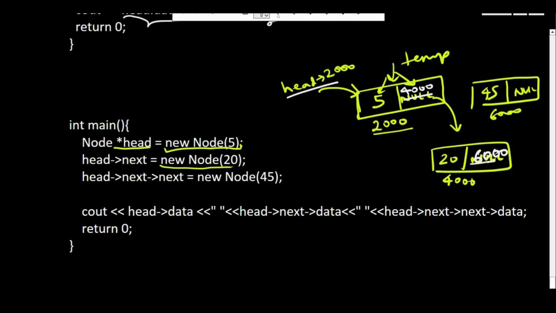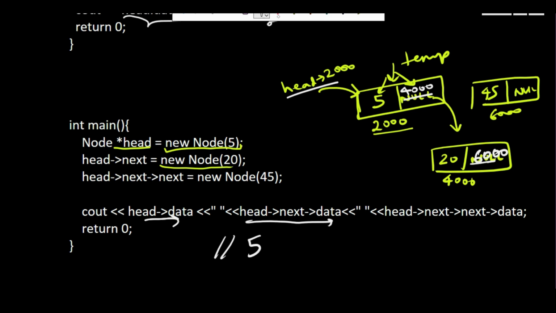So now if we want to move, we can simply go head data, then head next data. So head data will simply be 5. Head is here. Head data will be 5. Head's next is 4000. We reached here. And now we are doing data. So we get 20. Then we do head next, next, and data. So this will move to here and here and here. And what is its data? Its data is 45. So this is a simple way to create a linked list.